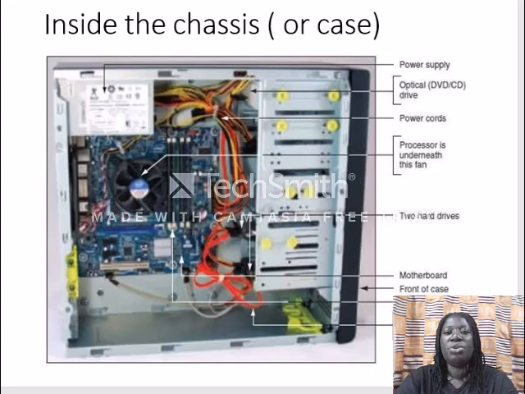The picture over here shows inside the system unit, or the chassis, or the case. We have the power supply, the optical drive, the power cord, the processor which is beneath the fan, the hard drive, the motherboard, the memory slots, and the SATA data cables. These are some of the parts that are inside the system unit. Take a very good look at it.